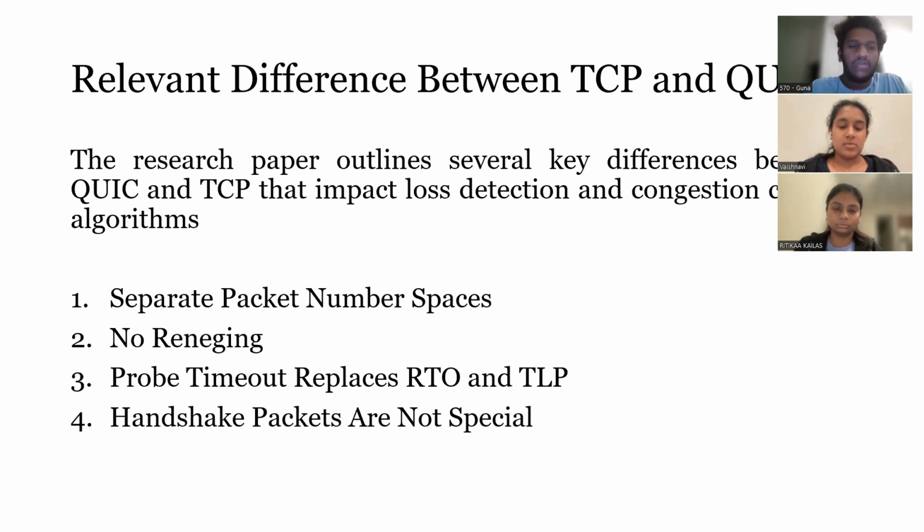And the third one is probe timeout replaces RTO and TLP. QUIC utilizes a probe timeout mechanism, avoiding unnecessary congestion window reductions and providing more aggressive recovery than TCP in certain scenarios. And the fourth one is handshake packets are not special. TCP does not encrypt data until it has completed two RTTs, whereas QUIC encrypts data from the first handshake packet itself.